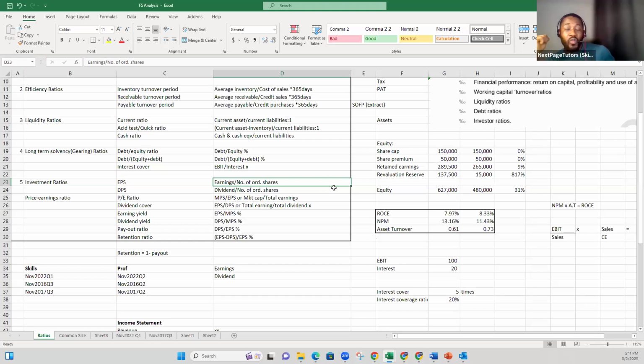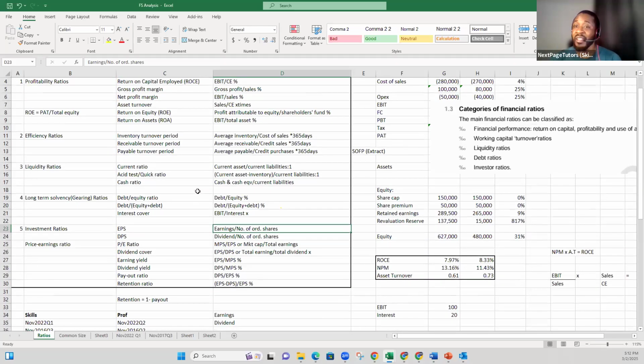Now, let's create a scenario where we also have preference share dividend. Are we going to use PAT? No. So what are you going to use? We deduct the one attributable to preference shareholders. Simple. It becomes PAT minus preference share dividend. You take out what belongs to preference shares. Are we together?